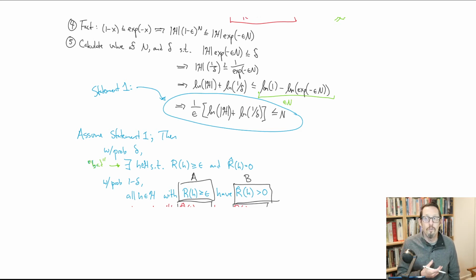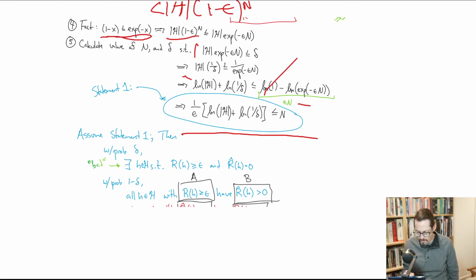So we're going to assume statement 1, and then with probability delta, we're going to say that there exists an h in the hypothesis space such that the true error is bigger than epsilon, right? That's just assuming our statement, and that the training error is 0. That's what we have said right here, which is the equivalent of saying this stuff. So for all h, and so on.